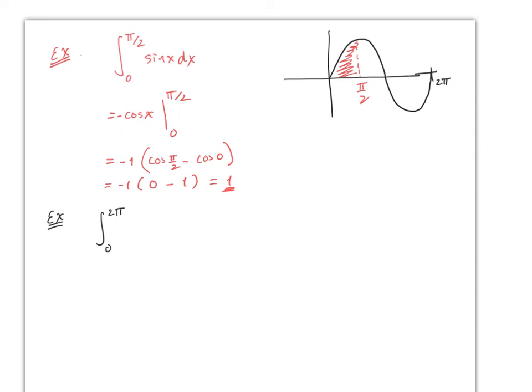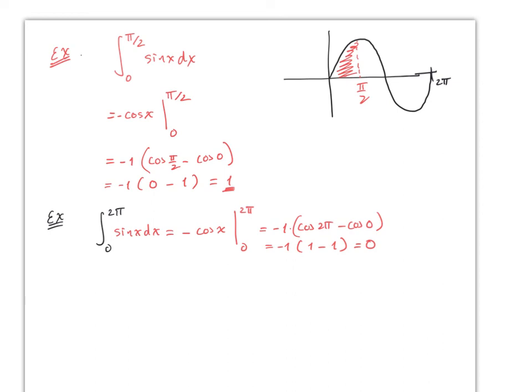So the antiderivative is not going to change. It's still going to be minus cosine x. The difference is now you're going to go from 0 to 2 pi. And this will be minus 1 times cosine of 2 pi minus cosine of 0. But remember, cosine of 2 pi is 1, and cosine of 0 is also 1. So therefore the answer is 0, which is not surprising from what I told you.